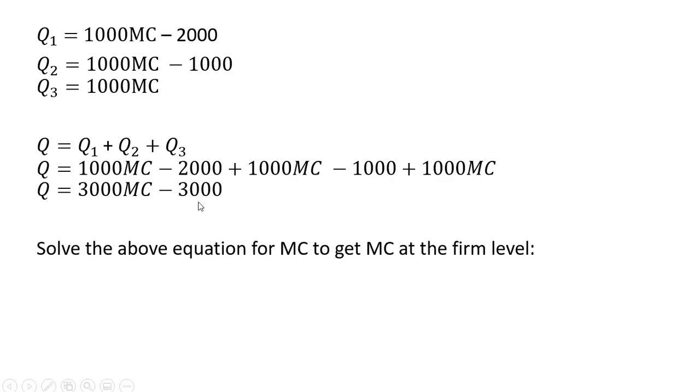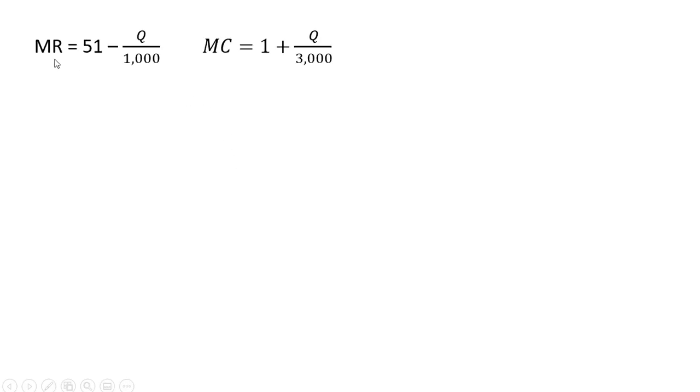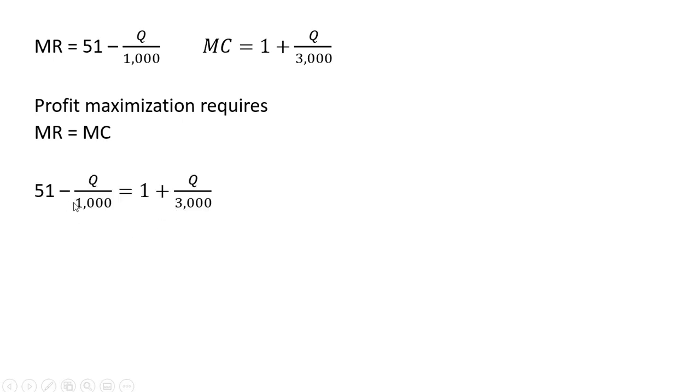Now we're going to solve the above equation for marginal cost, and that'll give us marginal cost at the firm level. So solving this Q equation for MC, we get this result. We have our marginal revenue and now our marginal cost. Let's set MR equal to MC, and we're going to solve for the firm level of output.